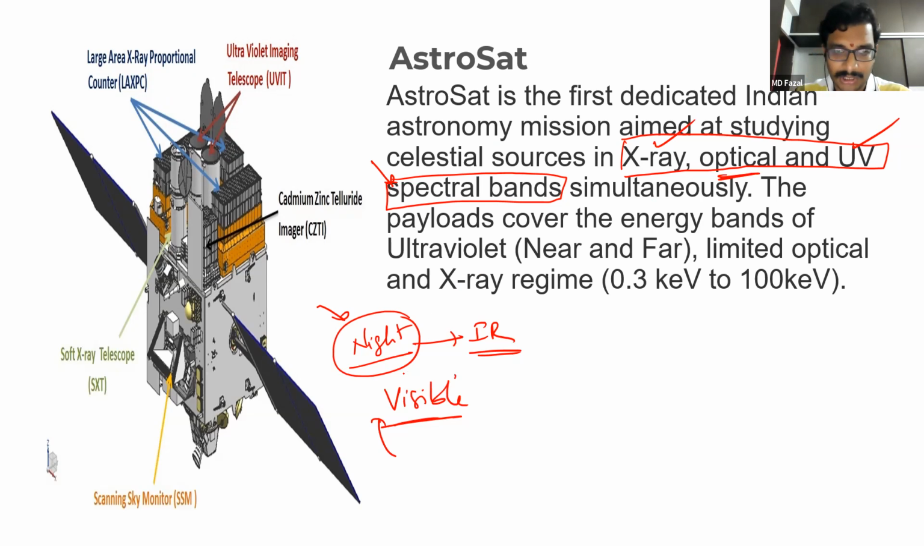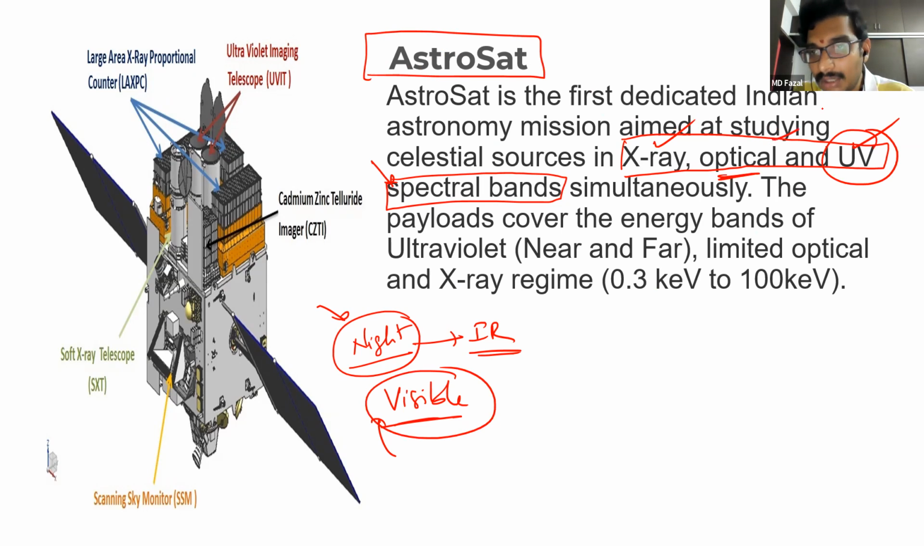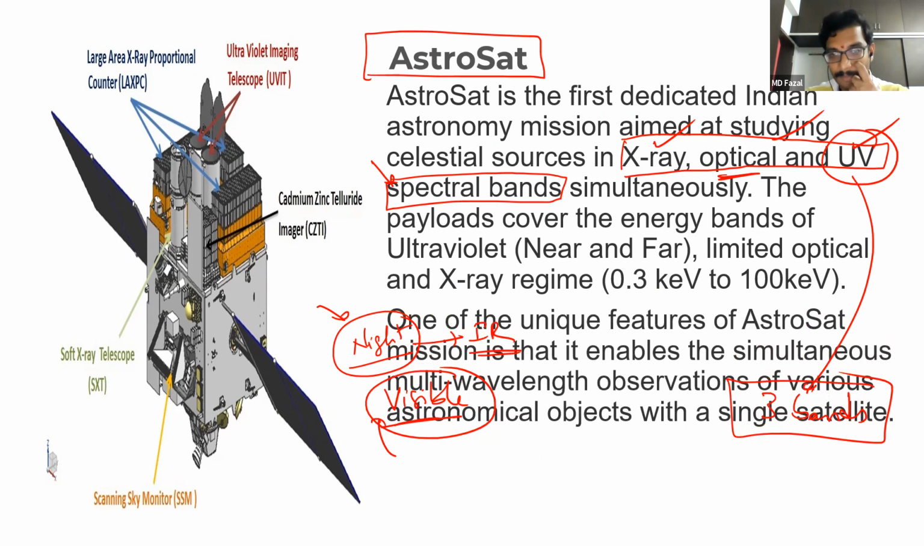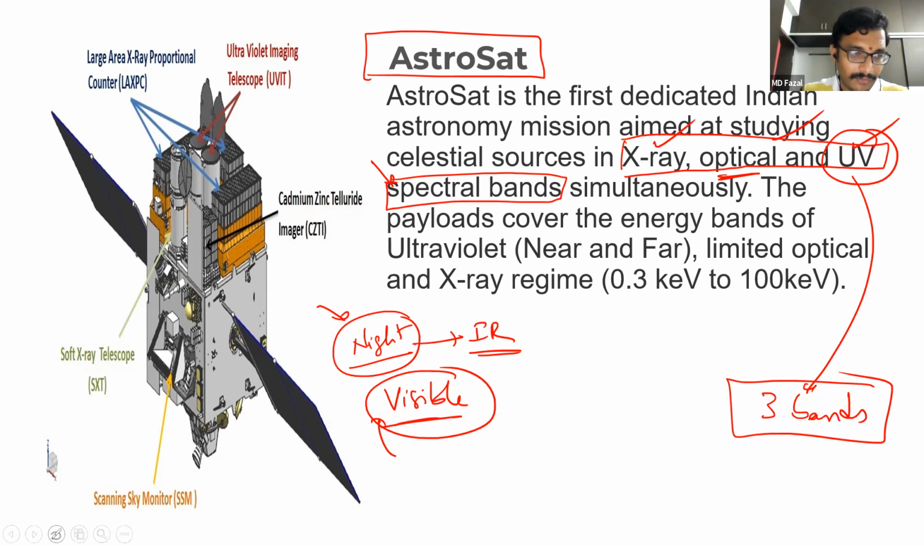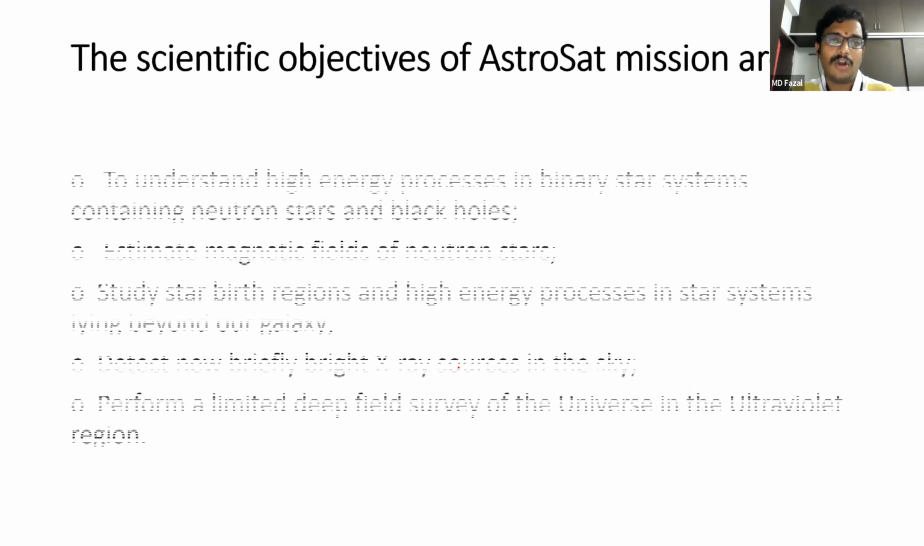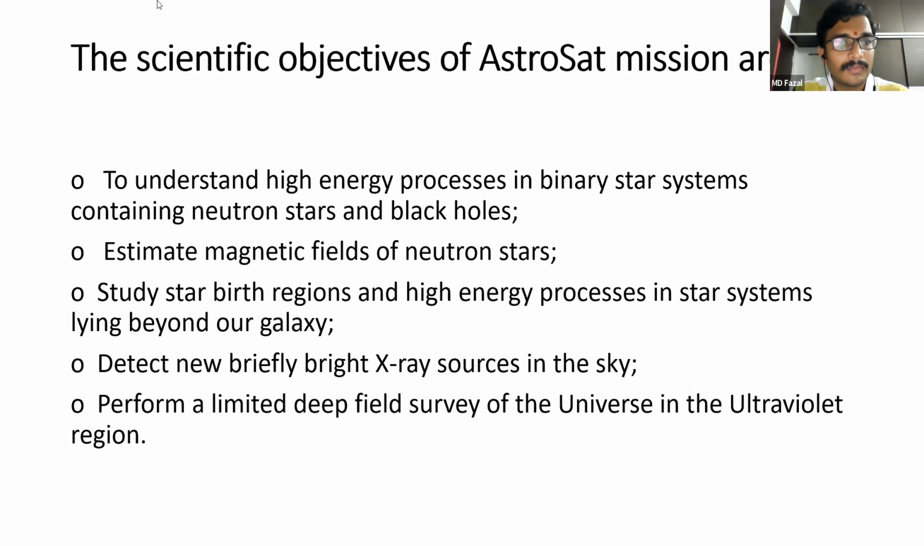Optical means the visible thing, and UV. Astrosat will collect images in all three bands. That is the speciality of this mission, which is important. So in all three spectral bands, it will have images, so we can collect more data. That is the uniqueness of our Astrosat method. Simultaneous multi-wavelength observations can be done, so better images can be produced. So look at the objectives of Astrosat here. Look at the objectives. Just read this.